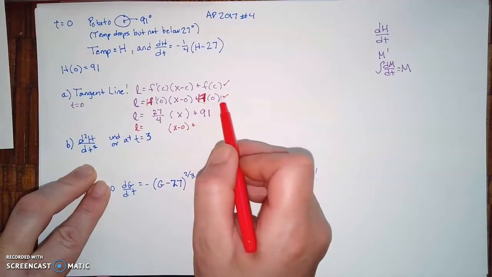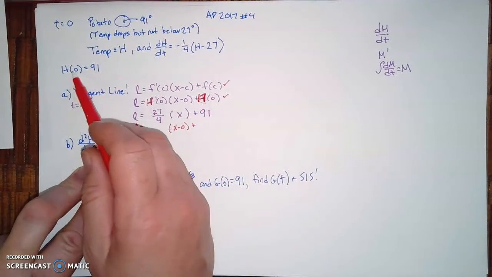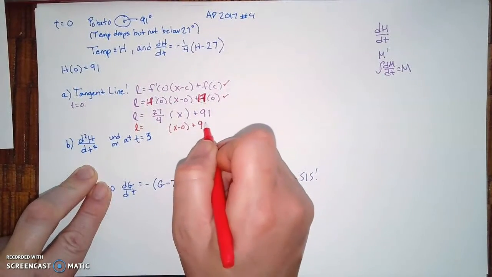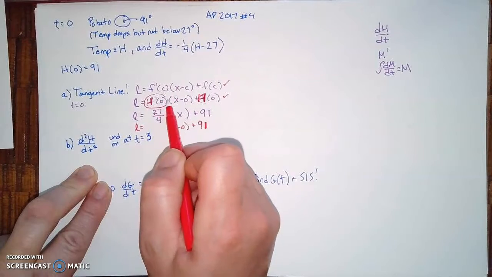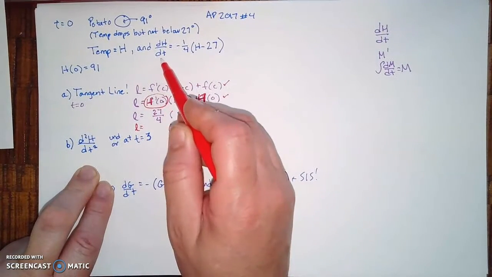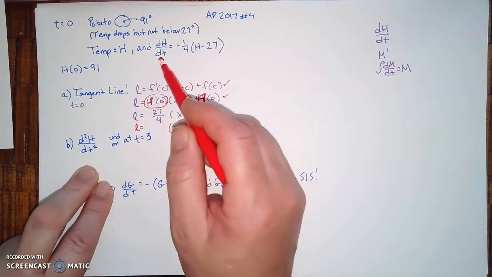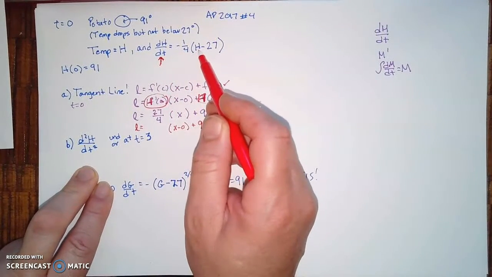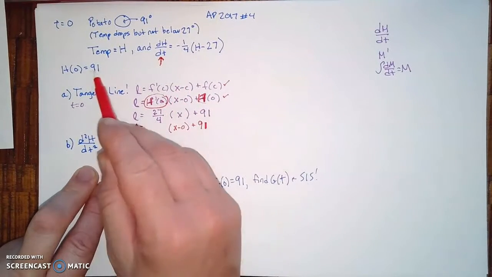What needs to go into this piece right here is the temperature at time 0. What do we know the temperature at time 0 was? At time 0, the temperature was 91, so that's right. And then here I needed the slope at time 0. So I made a mistake. I took that 0 and filled it into the derivative equation, but the derivative is not based on time, it's based on heat. What I needed to do was find the heat at time 0, which is 91.